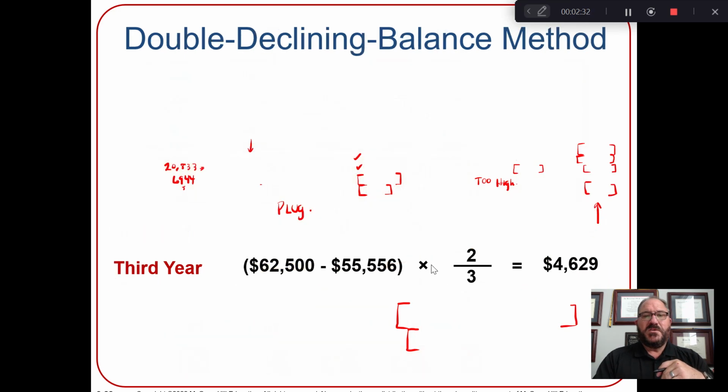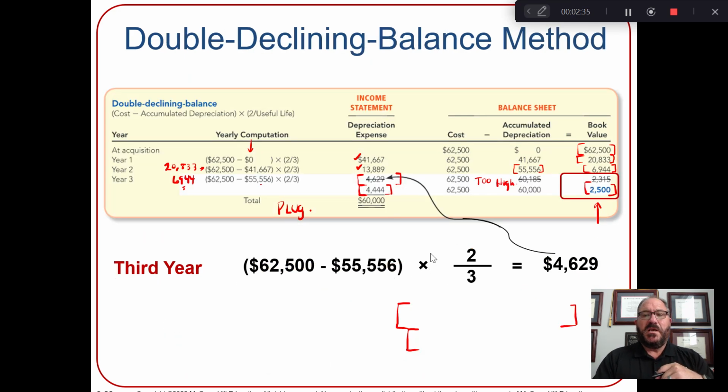All right? So let's take a look here. Let's look how this is done. So notice here's the first year. By the way, this is the one that's a little bit tougher for most students. So pay attention. So 62,500, right? Times the 2/3. Depreciation expense is 41,667. Accumulated depreciation, it was 0. Now it's 41,667. This is the new book value.